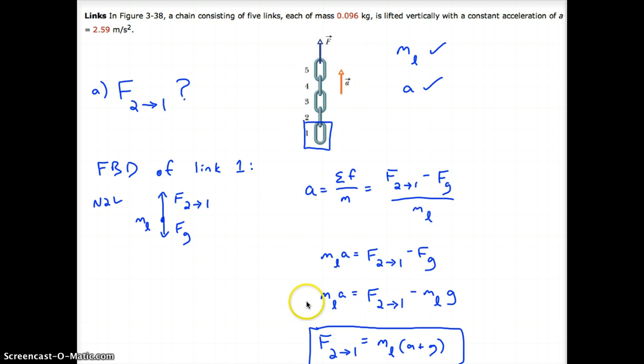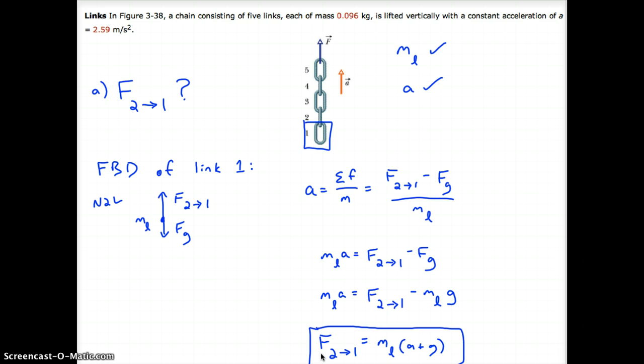Now I'm just rearranging this again. I substituted the mass of the link times g for the force of gravity on link 1. That means that I can solve for the force of link 2 on link 1. It's equal to the mass of a link times the quantity a plus g. Going from the second to the last line was just rearranging some algebra.